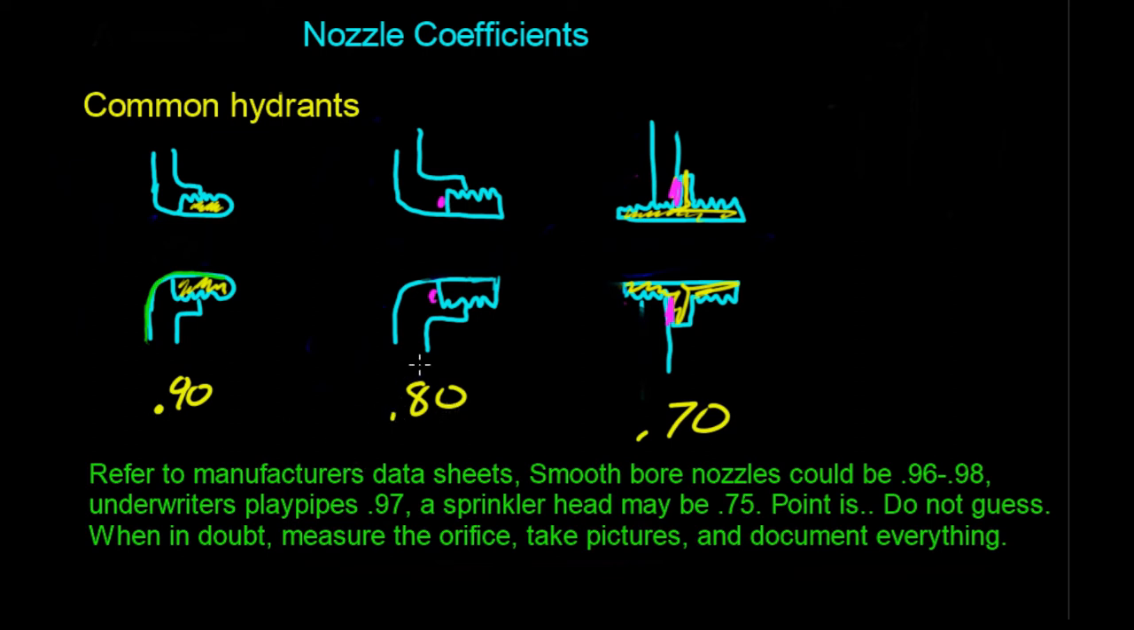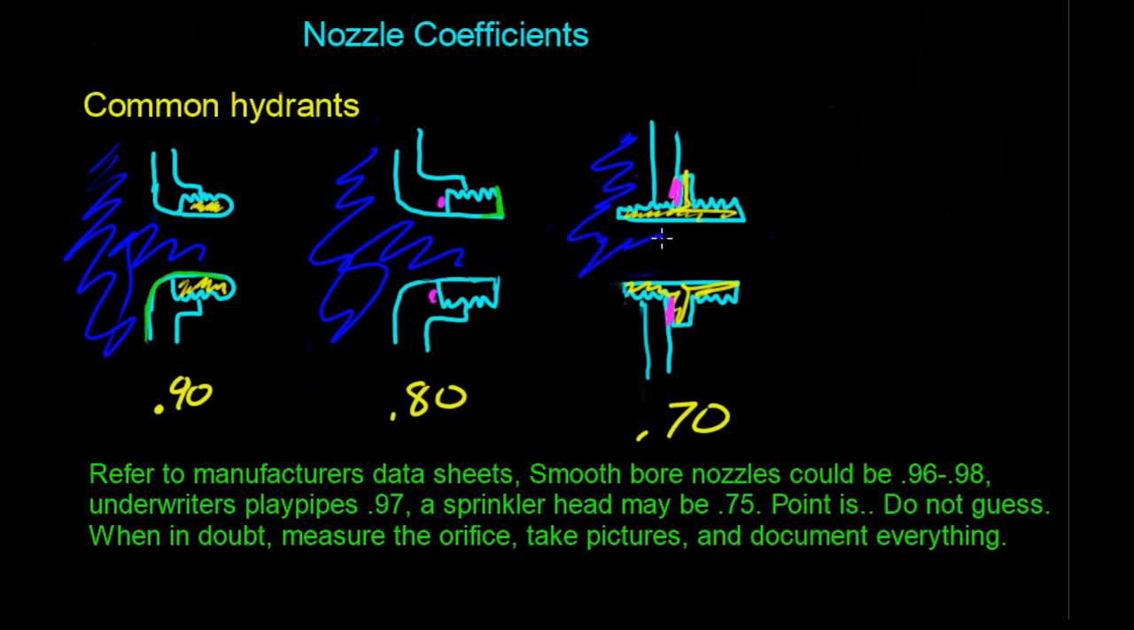The second type is a hydrant with a coefficient of 0.80. It's smooth on the inside, but the opening comes to a sharp corner. So those would be 0.80. And then some old hydrants you might find potentially the insert for the hose would actually protrude into the barrel of the fire hydrant. So what we're looking at here is the internal portion of the hydrant, and this actually will stick into the body of the fire hydrant.